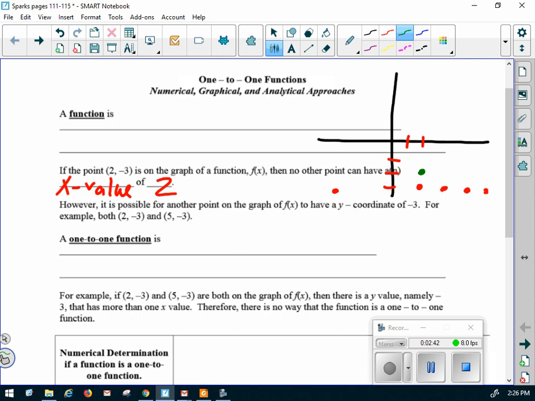Now, if a function means every x value in the domain has exactly one y value, a one-to-one function is a function where every y value has exactly one x value. So it's backwards. Every y value has one x value. So a one-to-one function is like this. Every x matches with one y, and every y matches with one x. It took me forever to understand that, and I still don't know why it took me so long. Every x has one y, every y has one x, period.